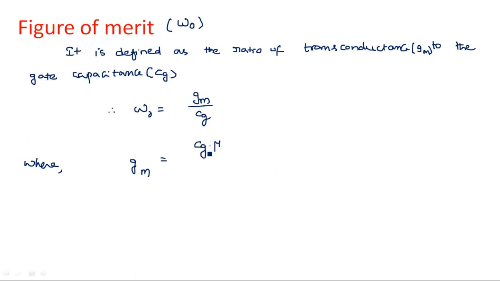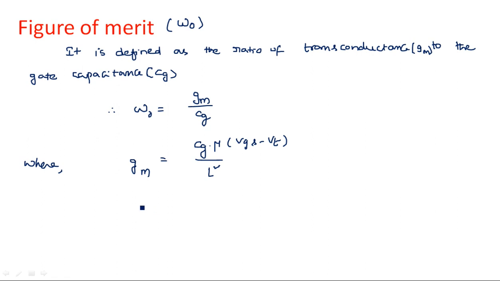Gm is equal to Cg mu into (Vgs minus Vt) by L square. This is the Gm. So Gm is equal to Cg mu by L square into (Vgs minus Vt), because the transistor is said to be in the saturation region. That's why we have considered this one. Otherwise, we would consider only one equation.